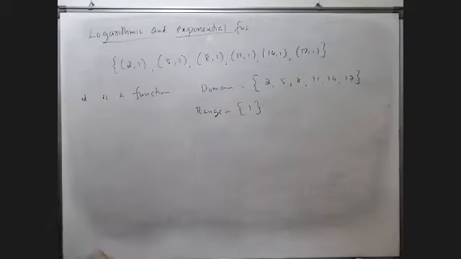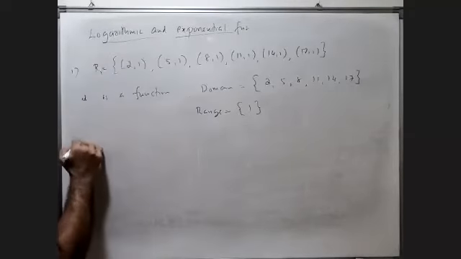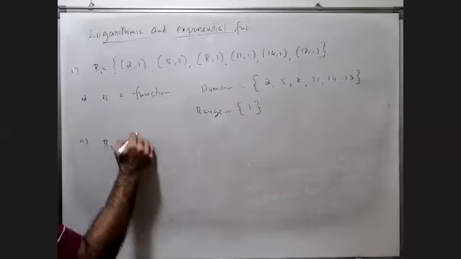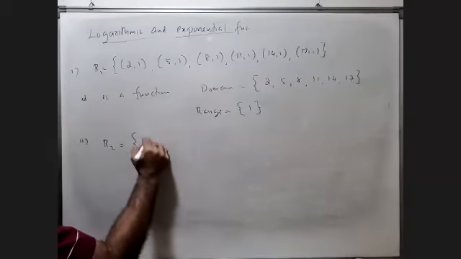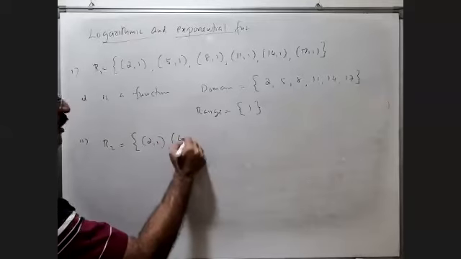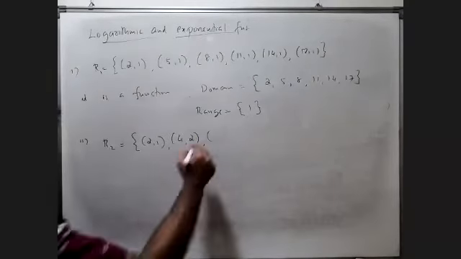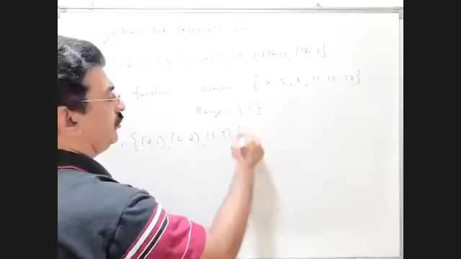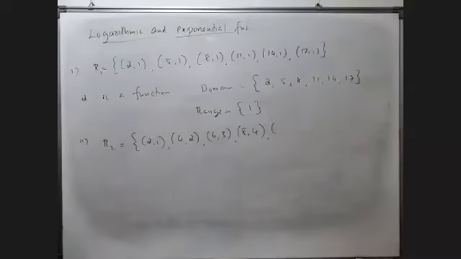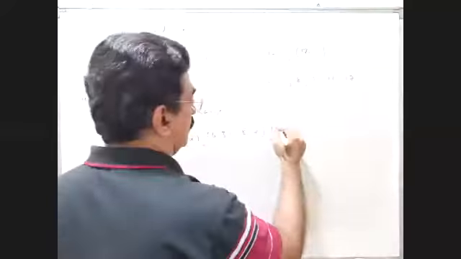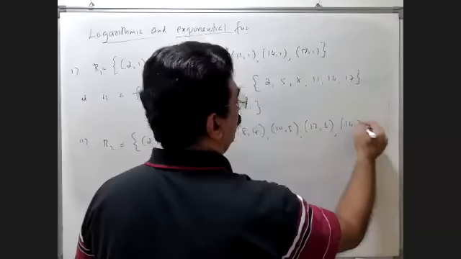Again, another relation is given. Name it as R2. It is (2, 1), (4, 2), (6, 3), (8, 4), (10, 5), (12, 6), (14, 7).